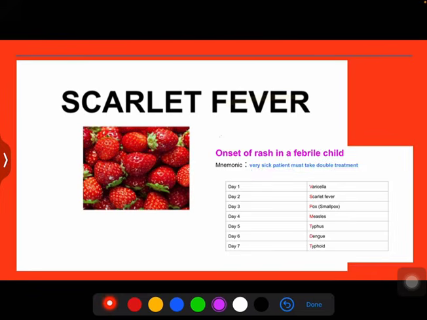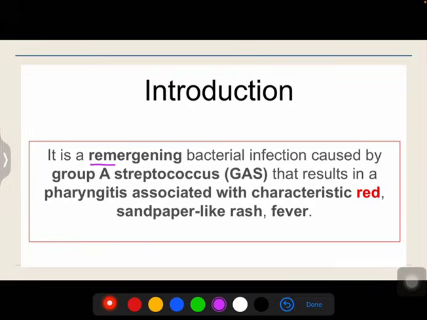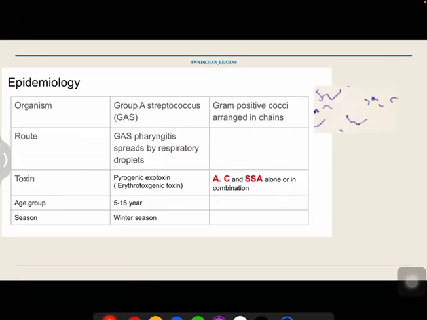Let's learn scarlet fever. Introduction. It's a re-emerging bacterial infection caused by group A streptococcus that results in pharyngitis associated with characteristic red sandpaper like rash. You have to remember the word sandpaper like rash and fever. Epidemiology.